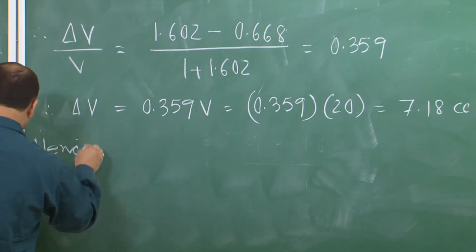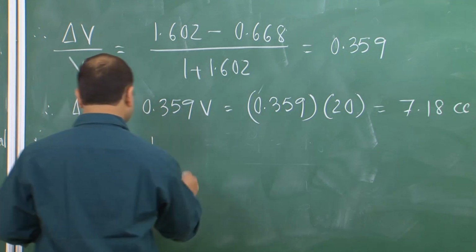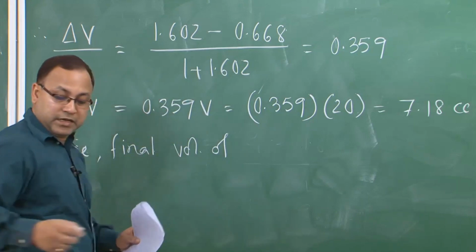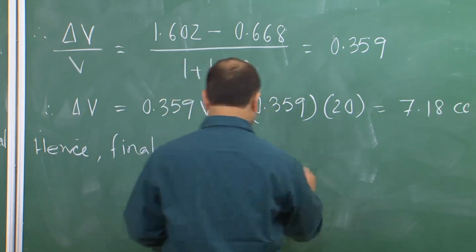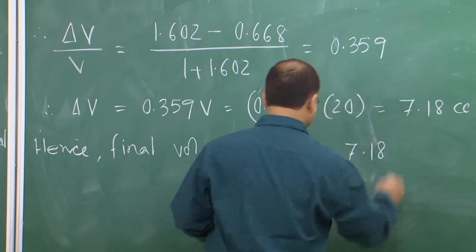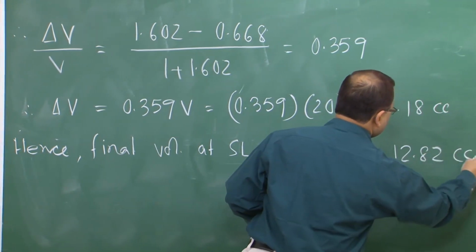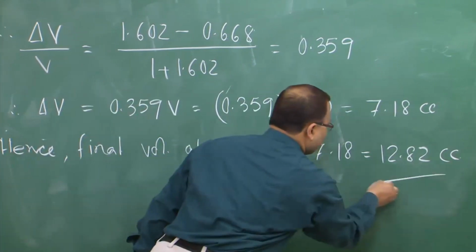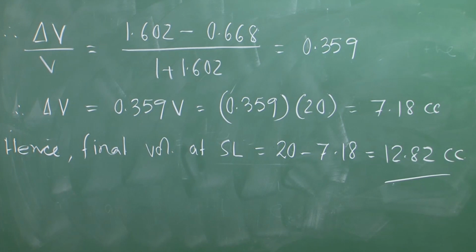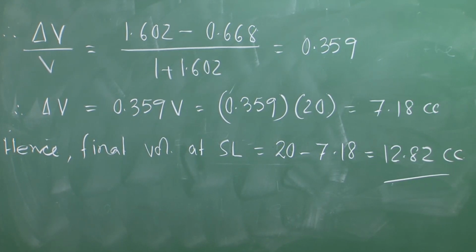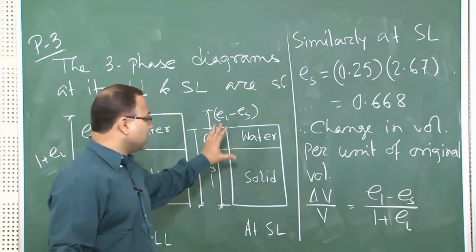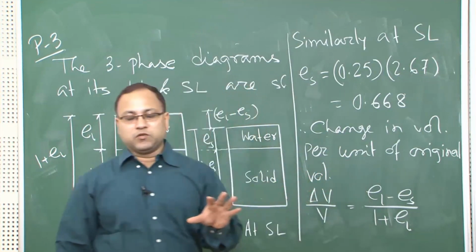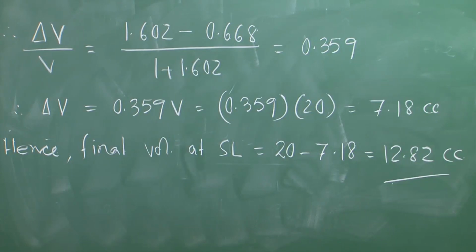Hence, the final volume at shrinkage limit is equal to 20 minus 7.18, which comes to 12.82 cc. So, this is the final answer, that means the final volume at shrinkage limit. Okay. So, now if you look at this problem, basically it started with the condition present in the soil sample at liquid limit, and from that liquid limit we come to shrinkage limit after removal of some water. The volume earlier at liquid limit was 20 cc, and at shrinkage limit it comes to 12.82 cc. Thank you.